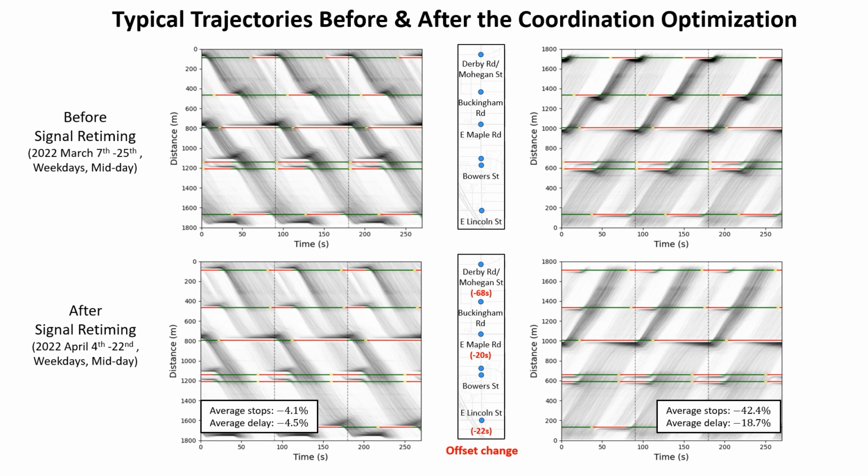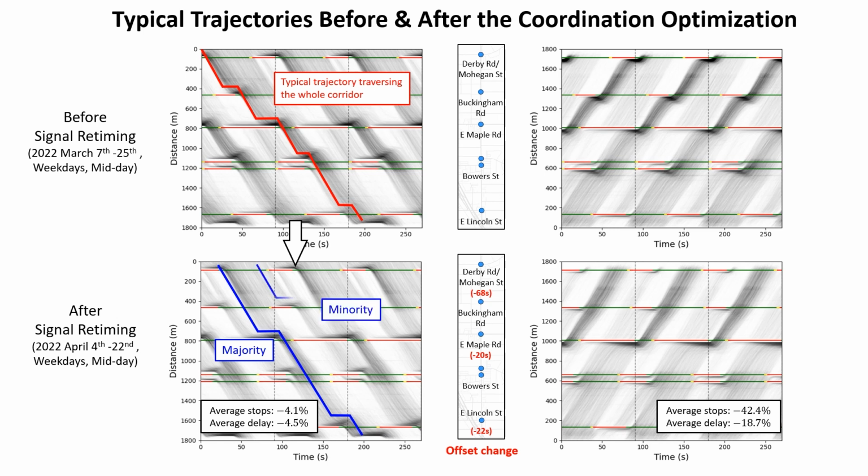We can also analyze the behavior of a typical vehicle as it travels through the corridor. The red line traces a typical southbound vehicle path before signal retiming. This blue line traces a typical vehicle path for most vehicles after signal retiming and reflects the reduction of delay experienced by the vehicle. A minority of vehicles follow a path traced by this blue line.